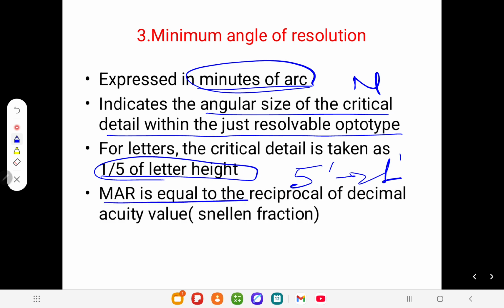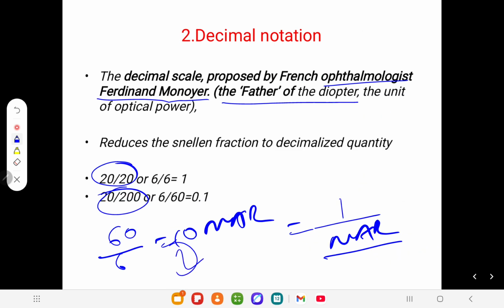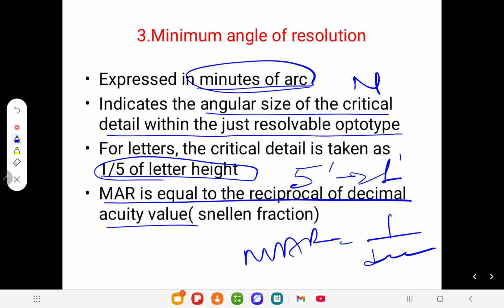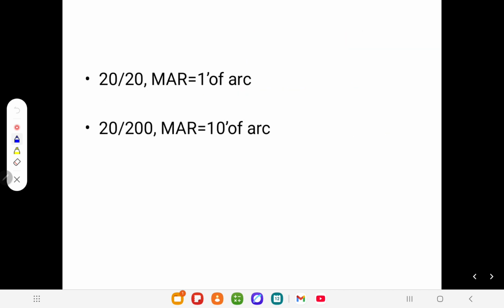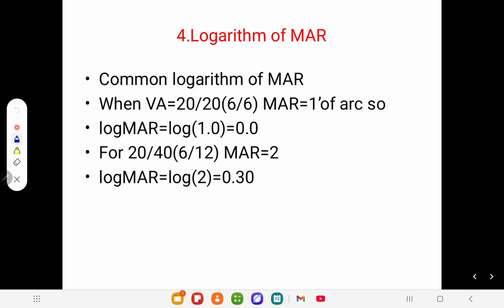MAR is equal to the reciprocal of the decimal value. I have already told you, isn't it? MAR is 1 divided by decimal, and at the same time, I have told you decimal notation is 1 divided by MAR. We can take MAR as simply reversing the Snellen's fraction. If you reverse the Snellen's fraction, that's MAR. Okay. So 20/20 means 1 MAR. 20/200 means 10 MAR. If you reverse 20/200, it is 200 divided by 20, which means basically 10 MAR, isn't it? Minimum angle of resolution. Okay.